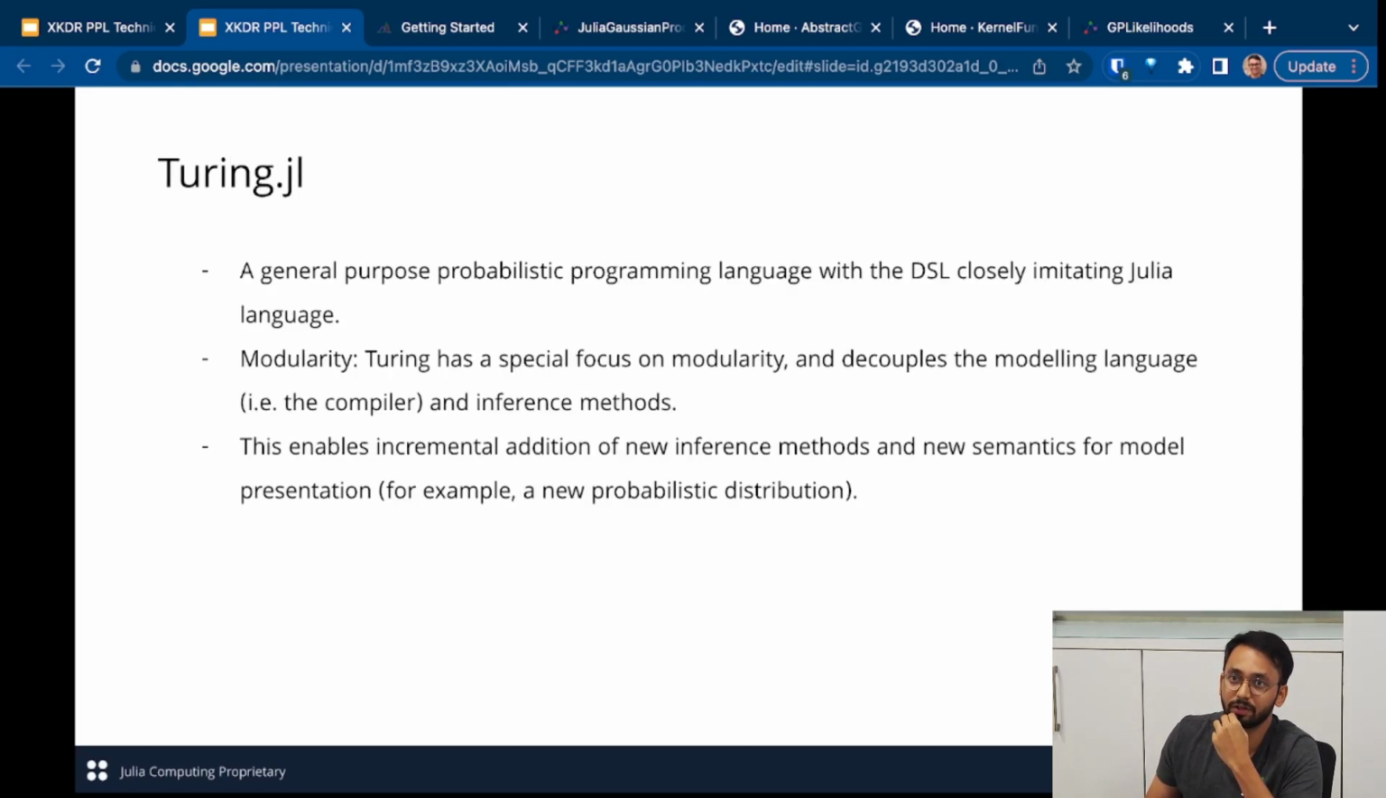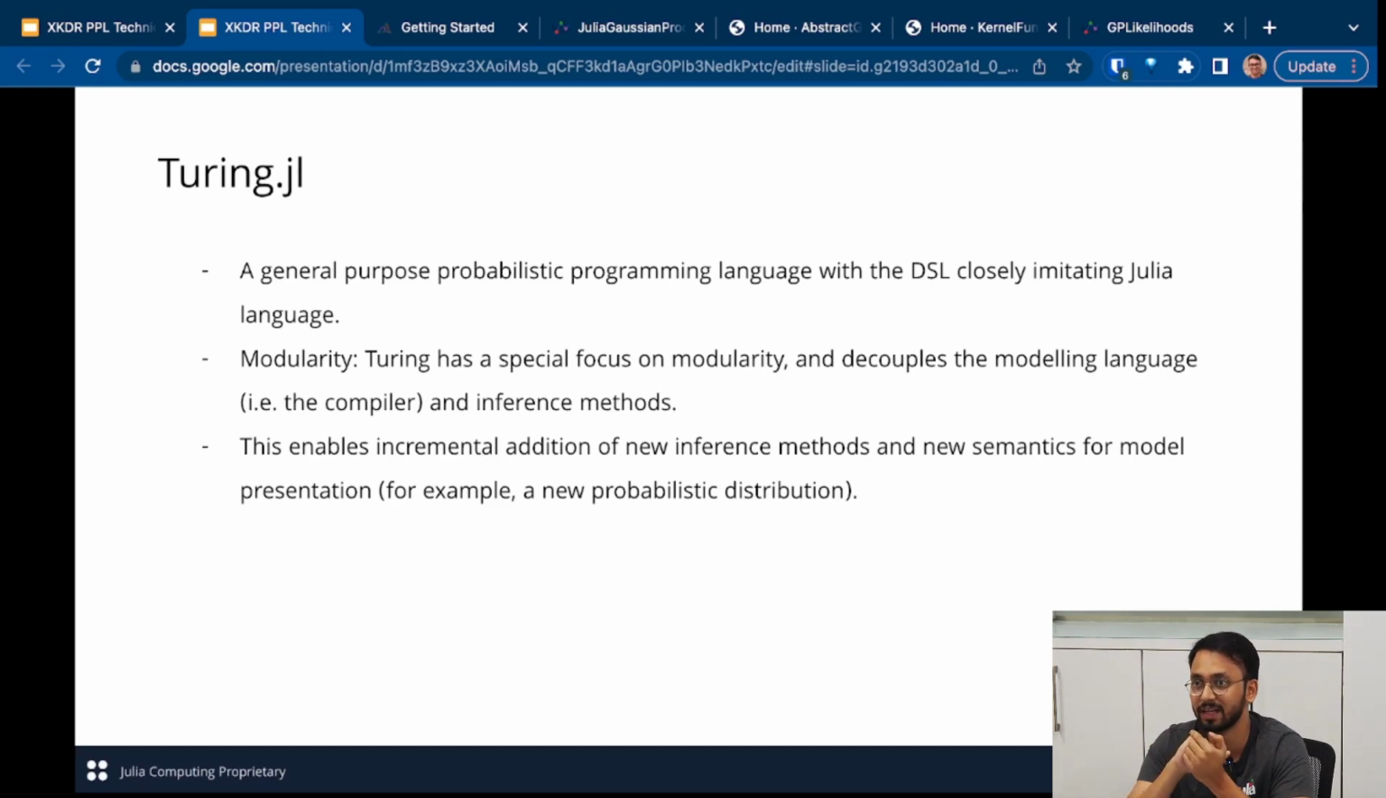Now we come to Turing.jl, which is the Julia package which enables a probabilistic programming language, a DSL closely imitating the Julia language, and even the pseudocode which you see in statistics papers. And the notation is quite similar. This enables easy readability, but one main thing it offers is modularity.